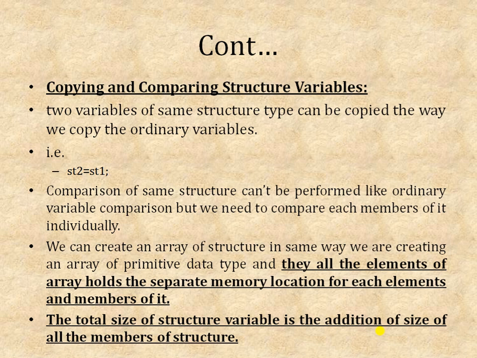The total size of structure variable is the addition of size of all the members of structure. For example, if my structure contains one integer and one character variable as a member of it, then the size of my structure will be 2 for integer plus 1 for character equals 3 bytes.